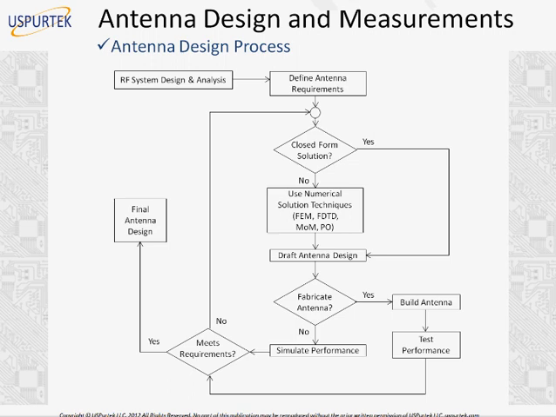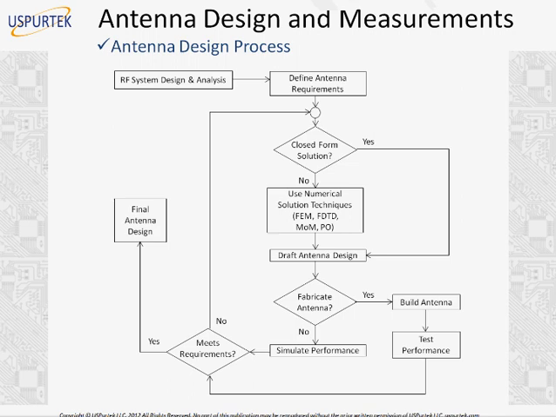Okay, antenna is one important component of this RF system. And what are the requirements? So we define the antenna requirements to begin with. This will specify the gain, directivity, the ERP, and all those other parameters that we considered in the previous slide. After that, we proceed to find a solution for the actual physical design of the antenna. And there is a decision box here: do we have a closed form solution?